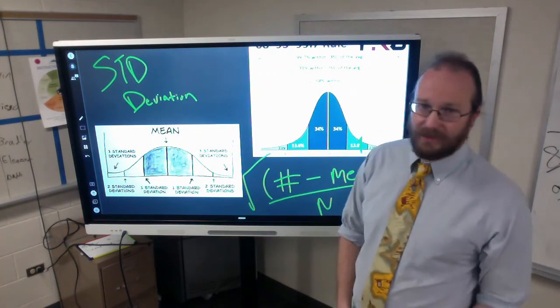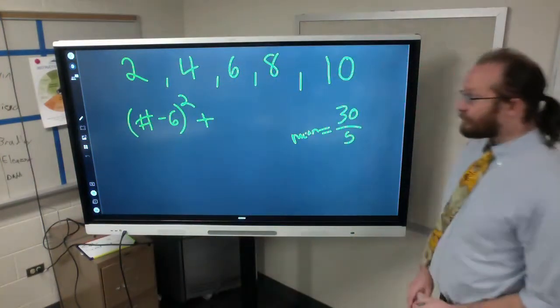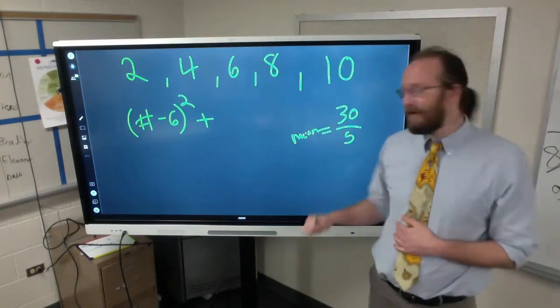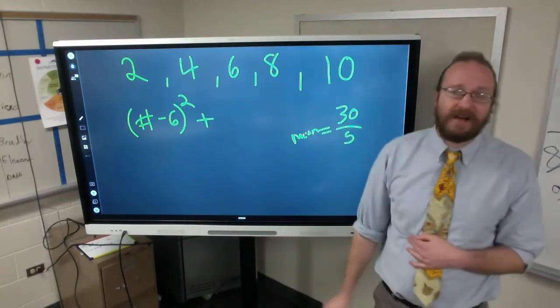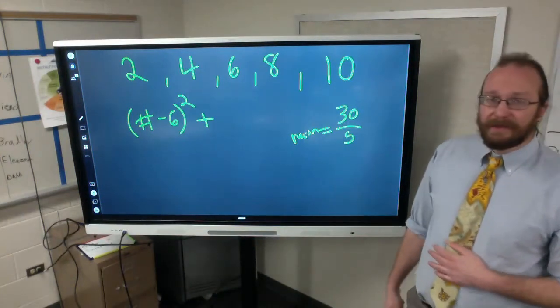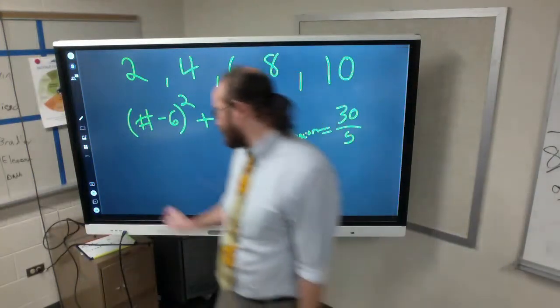So let's do that for a set of data, right? I picked easy ones because I'm lazy. 2, 4, 6, 8, 10. My mean is 30 divided by 5. Added them all up, divided by 5. Mean is 6. So I'm going to take each number and subtract 6 from it, right?